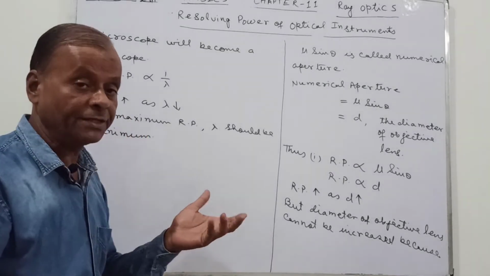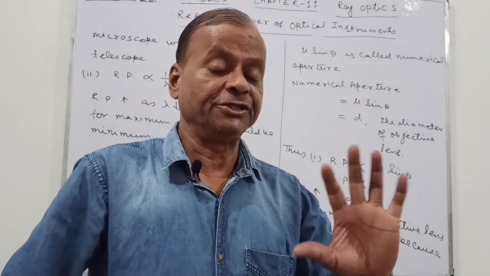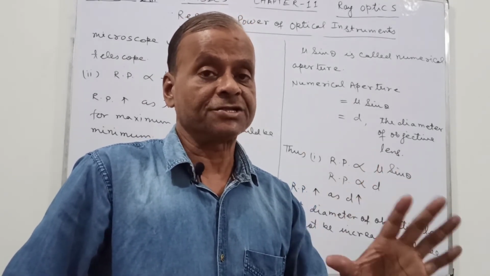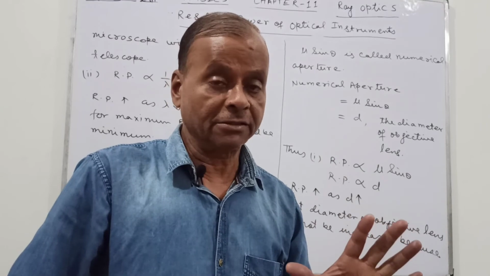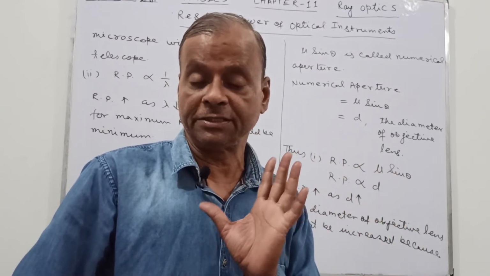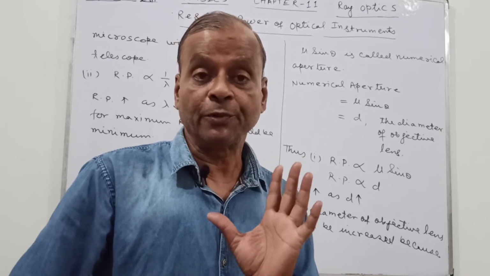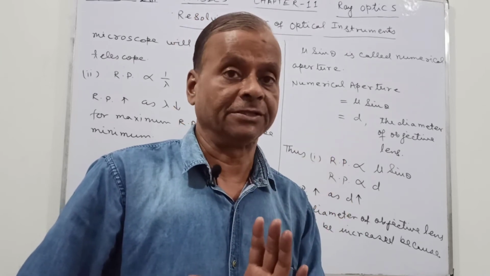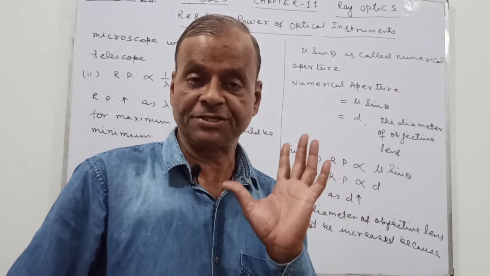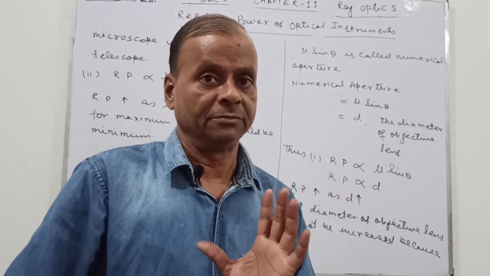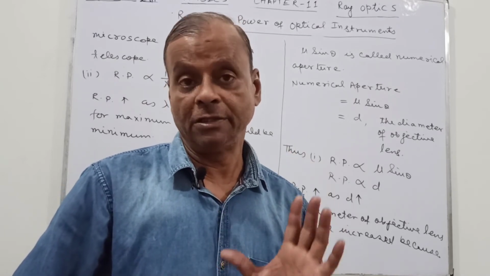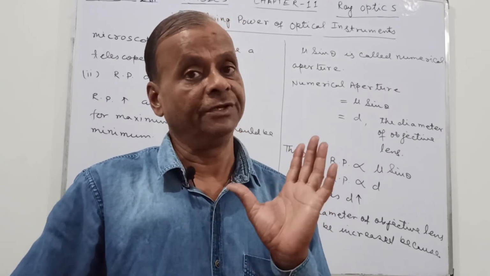It means that if we see the visible light spectrum, then violet has the least wavelength. So for violet the Rp is more than any other color. So by employing the minimum wavelength of the light that is incident on the object, it can be viewed very clearly and the resolving power can be increased.